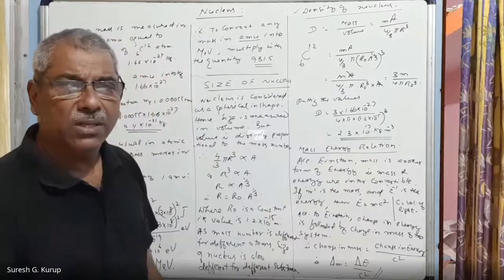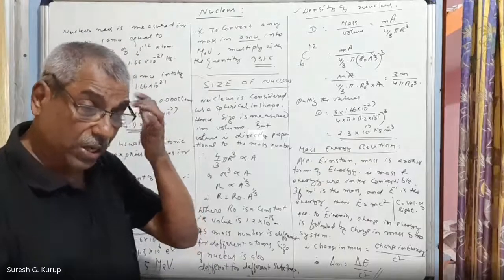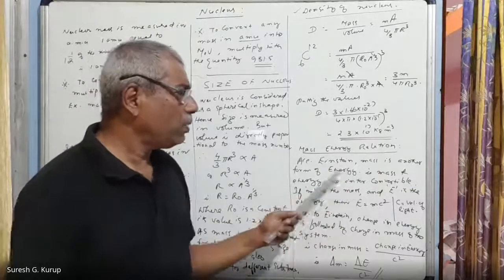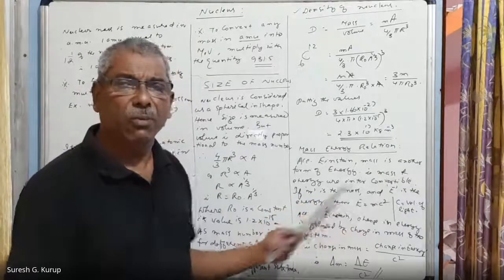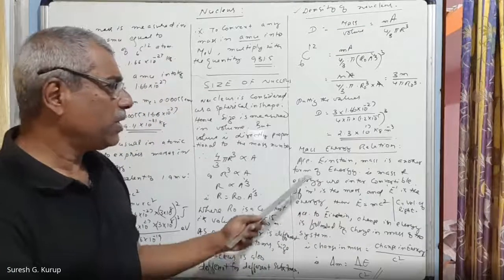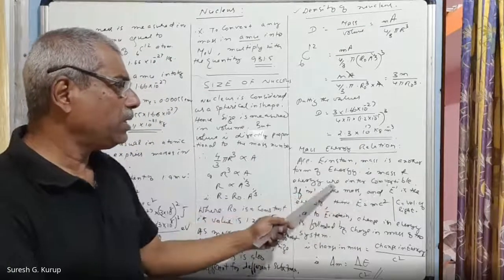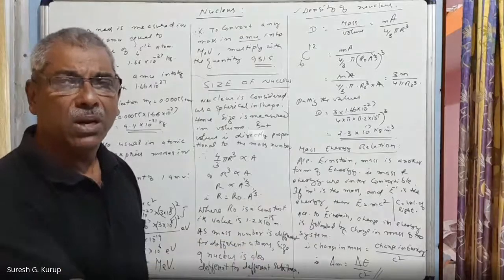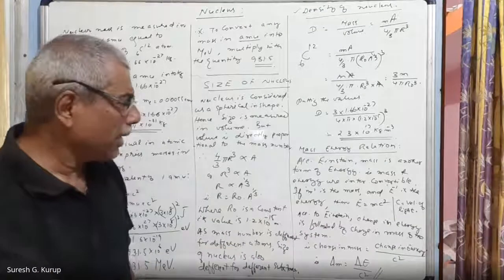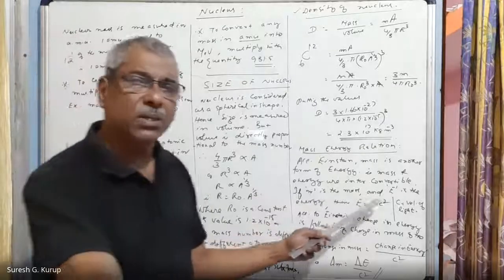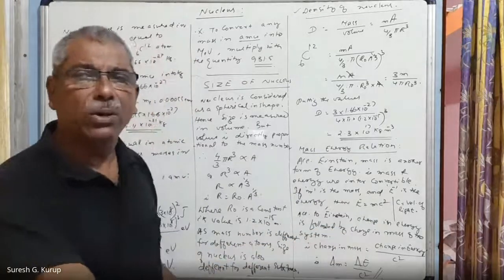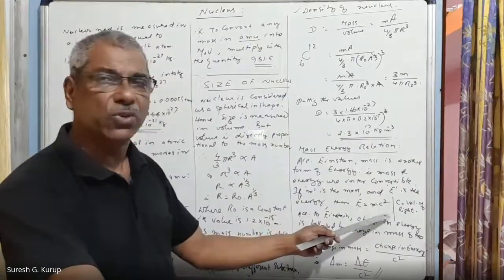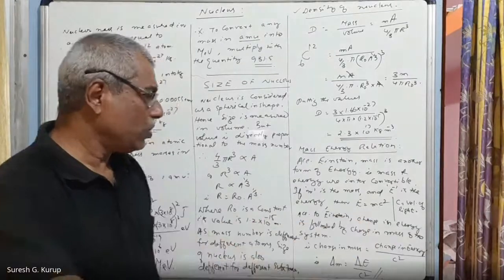Next is the mass energy relation, a topic clearly mentioned in the syllabus. According to Einstein, mass is another form of energy, right? That means mass and energy are interconvertible. Energy can be converted into mass and mass can be converted into energy. If M is the mass and E is the energy, then according to Albert Einstein, energy is equal to mc square, where c is the velocity of light.